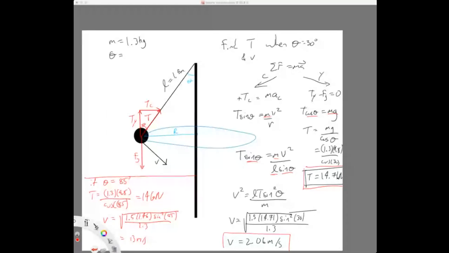Okay, so we're going to change gears a little bit and talk about a different example of circular motion. That is sort of the original example of circular motion, and that is the motion of planets.